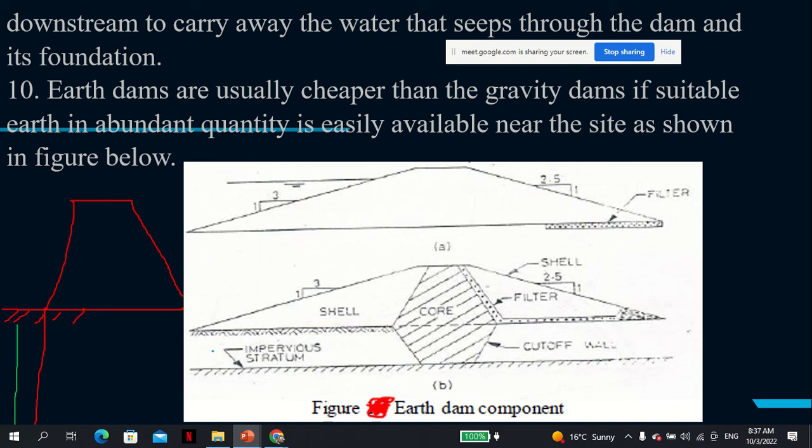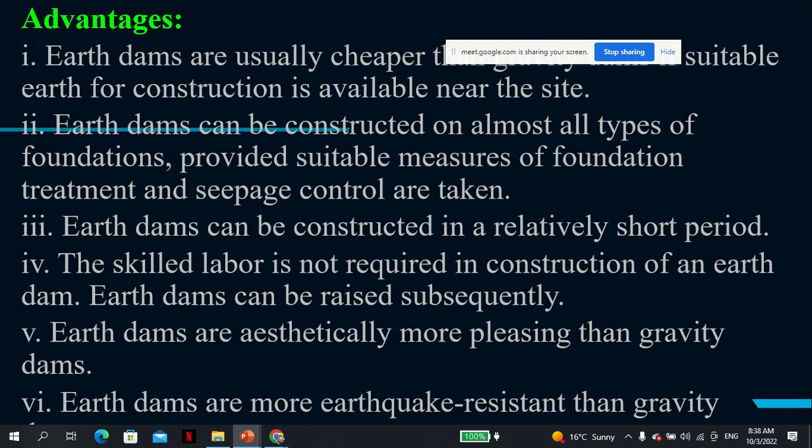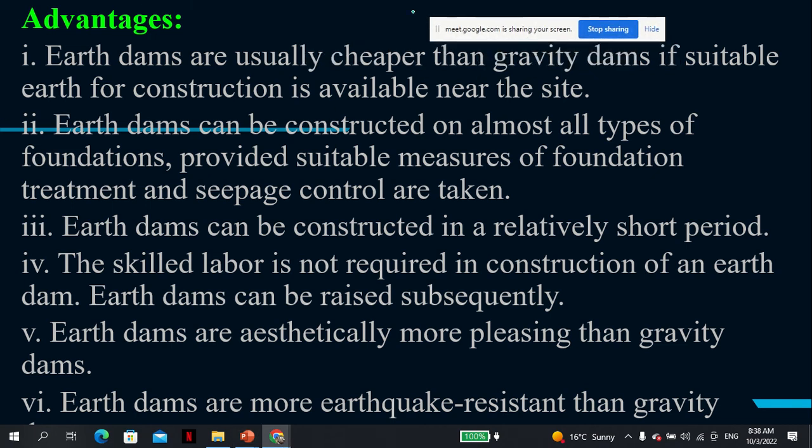You can also see on the diagram the safe design ratio of height, and we have said that earth dams may not rise to very great heights because of the limitation of using materials of low shear strength. They may not sustain very high loads. So the advantages: it's of course cheaper than gravity dams if suitable. Again, we are talking about the cost versus suitability.